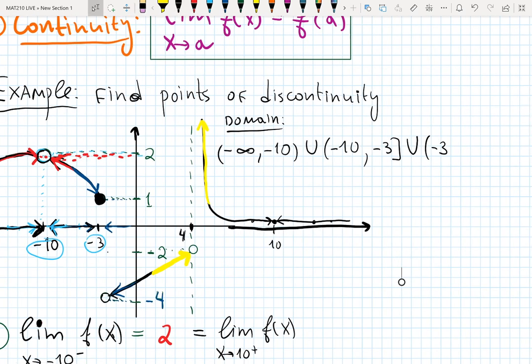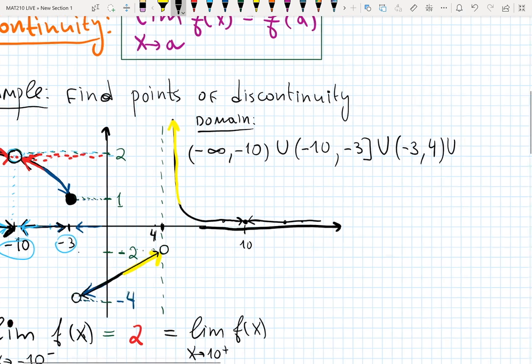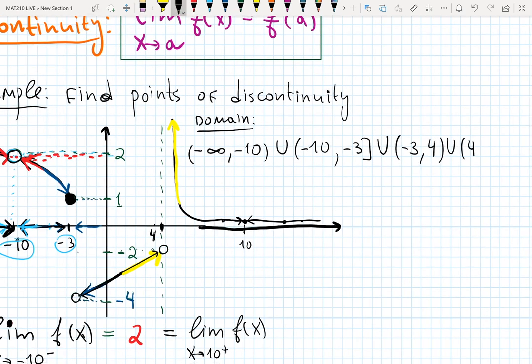Finally, from negative 3 to what number? 4. I'm not including 4 because there is a hole. And then union, something happens at 4, we already checked that it is infinite discontinuity, and then 2 plus infinity.